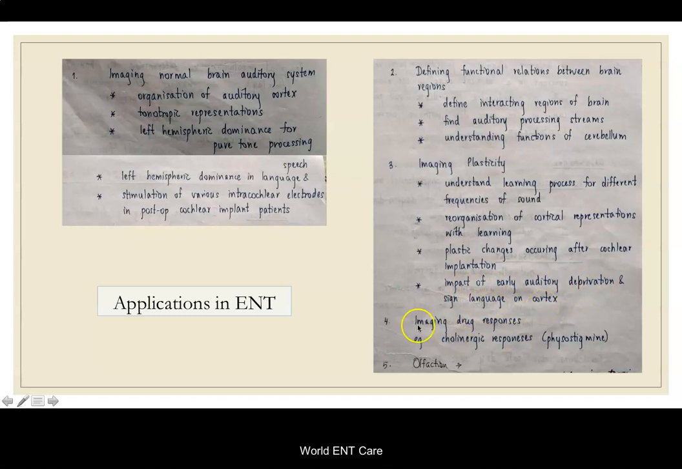It has also helped us find out how drugs are responded to by the body. Cholinergic responses of physostigmine are also studied. Functional MRI has also provided immense details on olfaction, olfactory pathways, and how olfactory coding occurs.